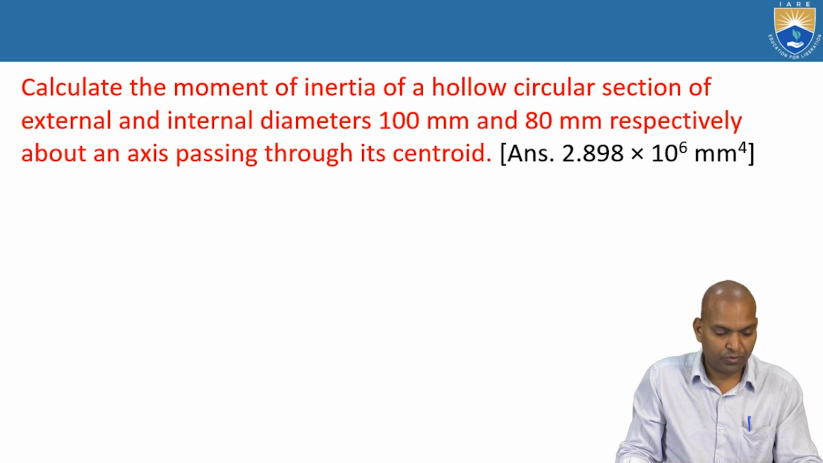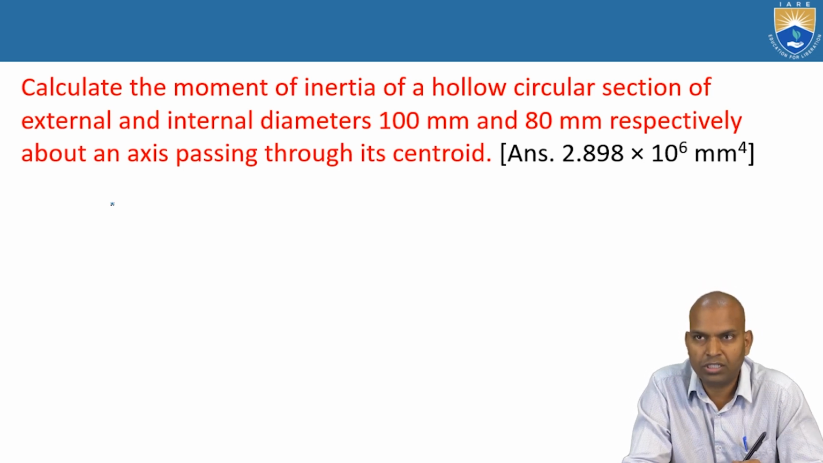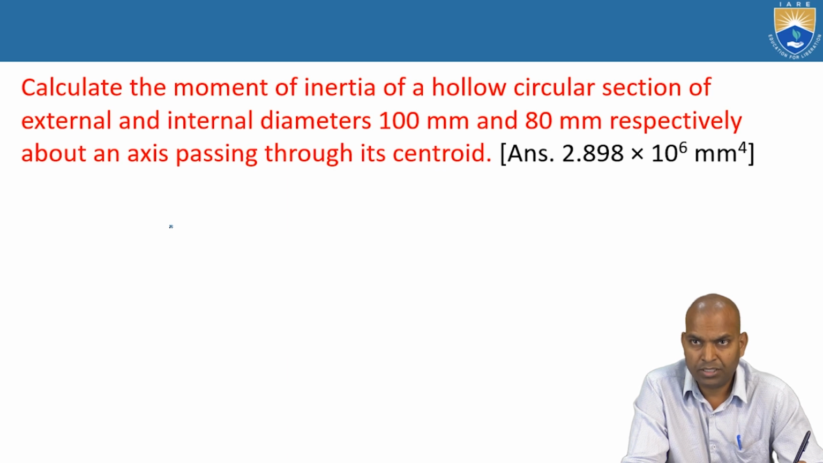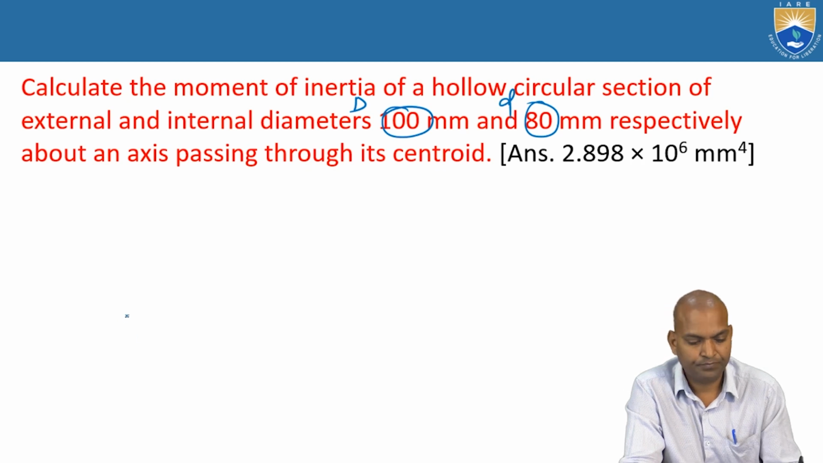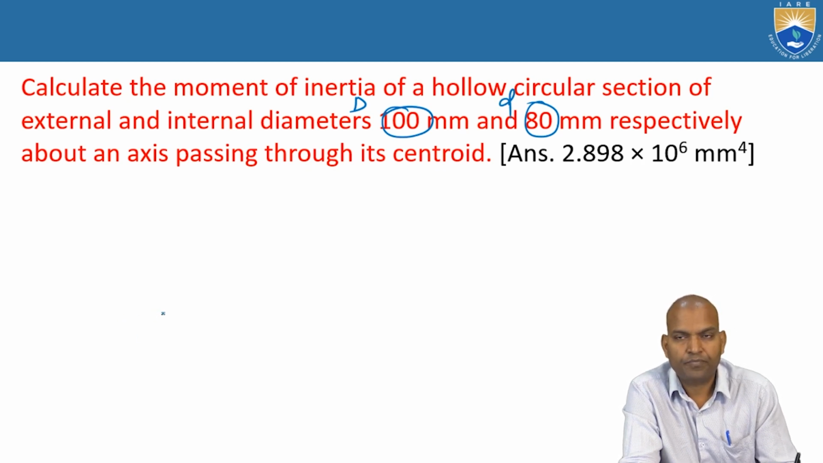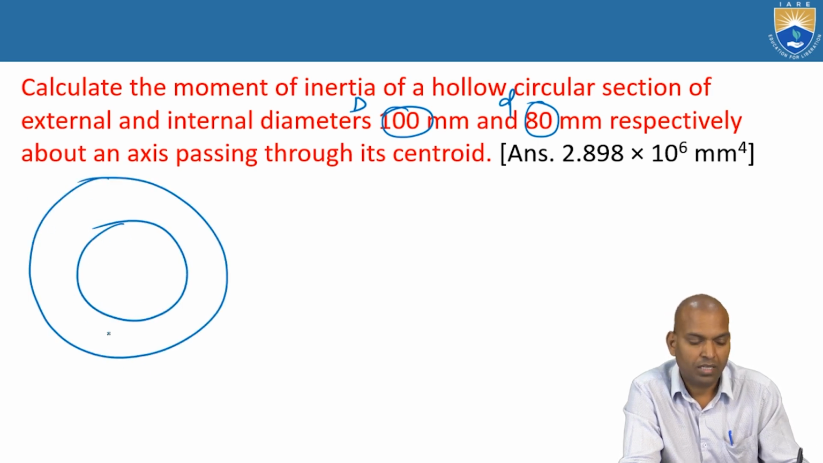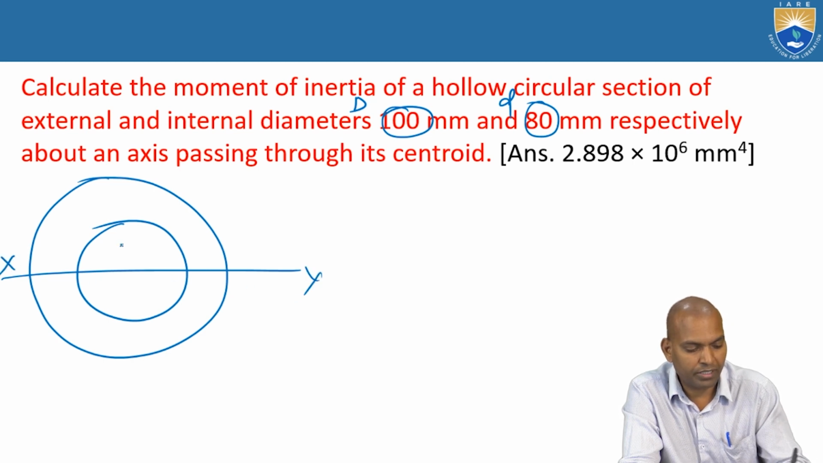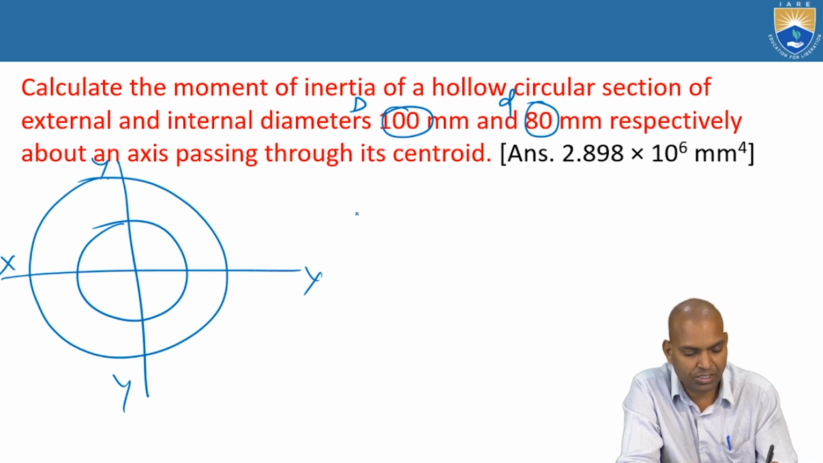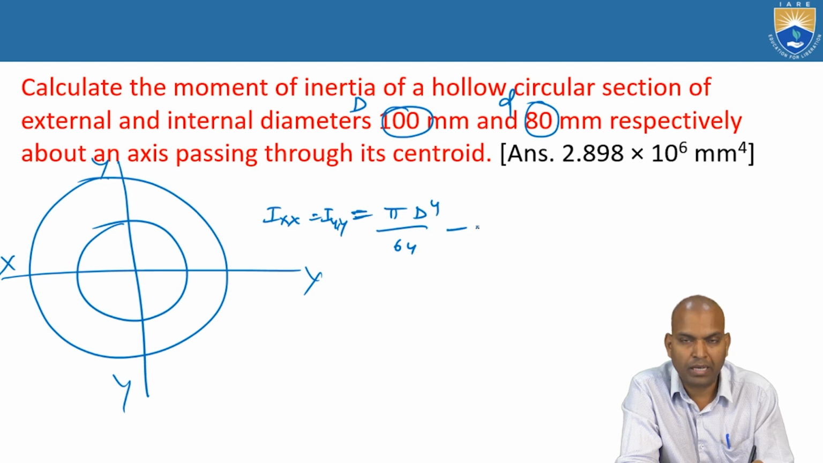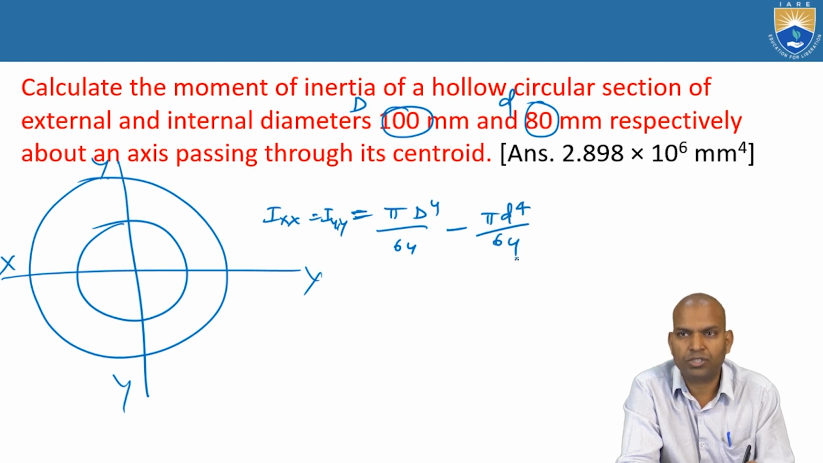Next, the fourth problem. Calculate the moment of inertia of a hollow circular section whose external and internal diameters are 100 millimeters and 80 millimeters about an axis passing through its centroid. Again it is a hollow circular section. How to calculate? We derived the expression in previous sessions: IXX equal to IYY, that equals pi capital D power 4 by 64 minus pi small d power 4 by 64.